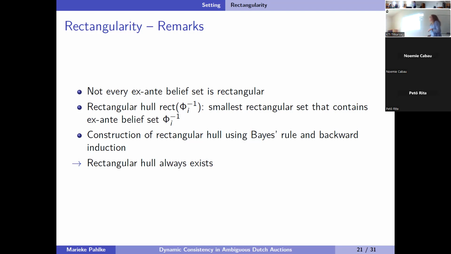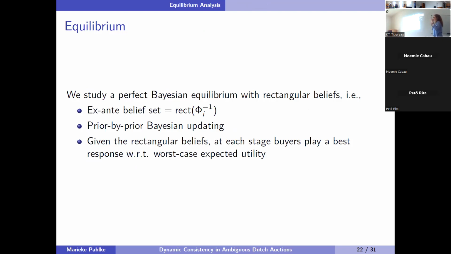That's the intuition. So with this, we can finally define our equilibrium concept. We are basically just starting with a perfect Bayesian equilibrium with rectangularity on top. So we assume that our ex-ante belief set is this rectangular hull. And the nice thing is, when you start with a rectangular belief set, the Bayesian updated set will stay rectangular. So you just have to define the ex-ante belief set as rectangular once, and then you have rectangularity for any stage. It's a perfect Bayesian equilibrium with a certain structure of beliefs.